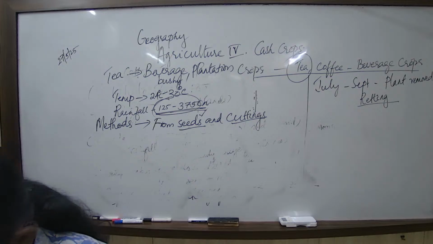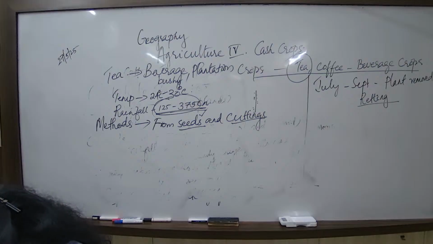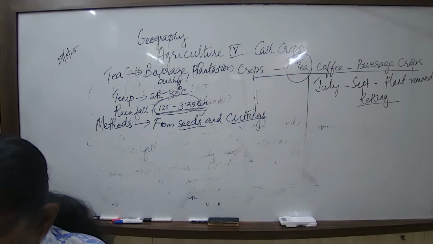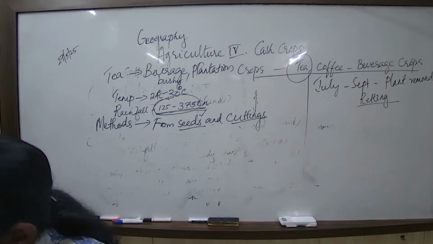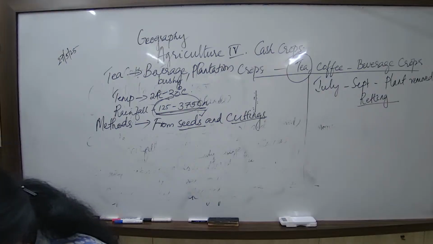The leaves are allowed to ferment, and this reduces the amount of tannic acid in the tea by half. But this does not impair its flavor. So it's a fermentation method. It does not impair the flavor, but it reduces the tannic acid from the tea leaves.